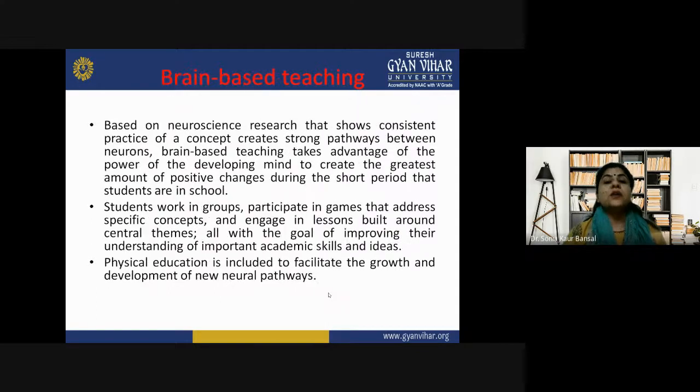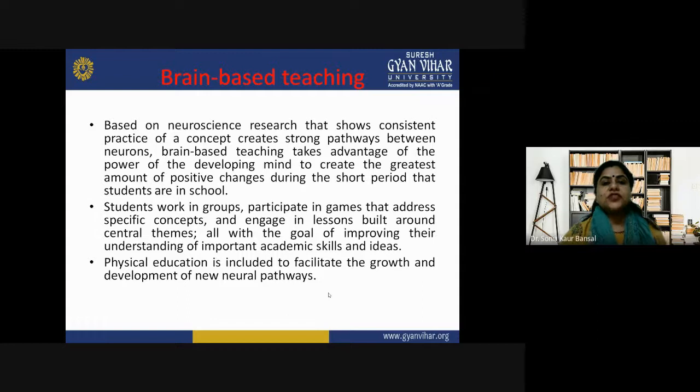Now next is brain based teaching. So what is brain based teaching? As its name is suggesting, brain based means something is actually based upon neuroscience. So neuroscience research shows that consistent practice of a concept, if the student is doing it, creates strong pathways between neurons. If you are practicing a particular concept in a continuous manner, then your neurons get active and they get an easy path for understanding. So this is called brain-based teaching, students.